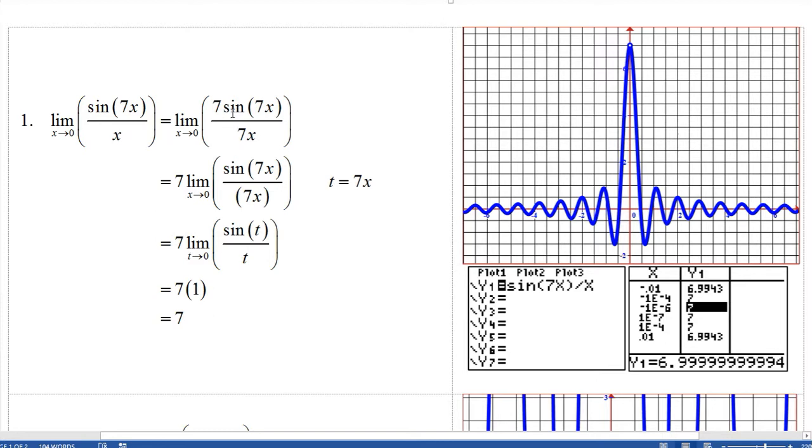Well, the trick here is to multiply the numerator and denominator by 7. Now this 7 in the top, I'm going to bring out front of the limit sign since it's a constant multiple. And then I have sine of 7x over 7x. Now if you think of doing a substitution where t equals 7x, this becomes sine of t over t. And notice as x goes to 0, t also goes to 0. So then this limit can be replaced by saying t goes to 0, and that limit, as we've just proved, is 1. And so we get 7 times 1 is 7 for the limit.